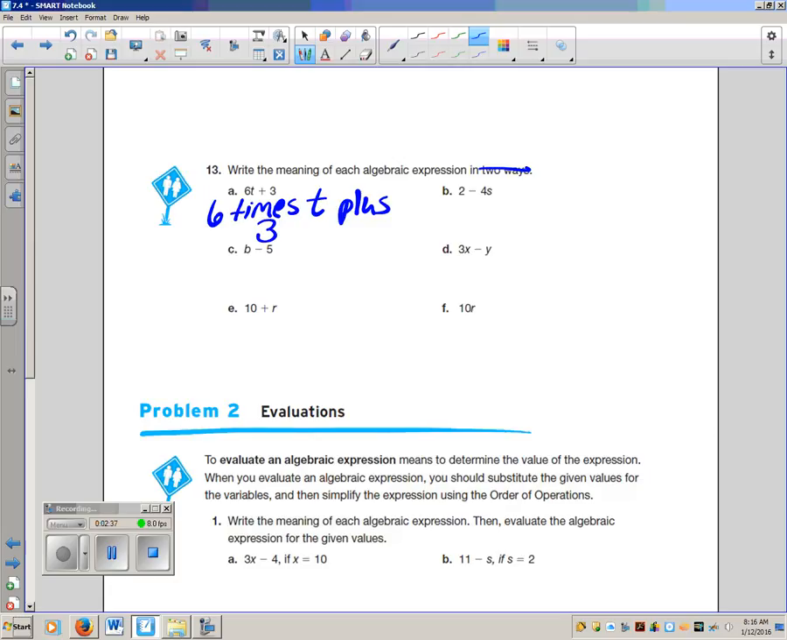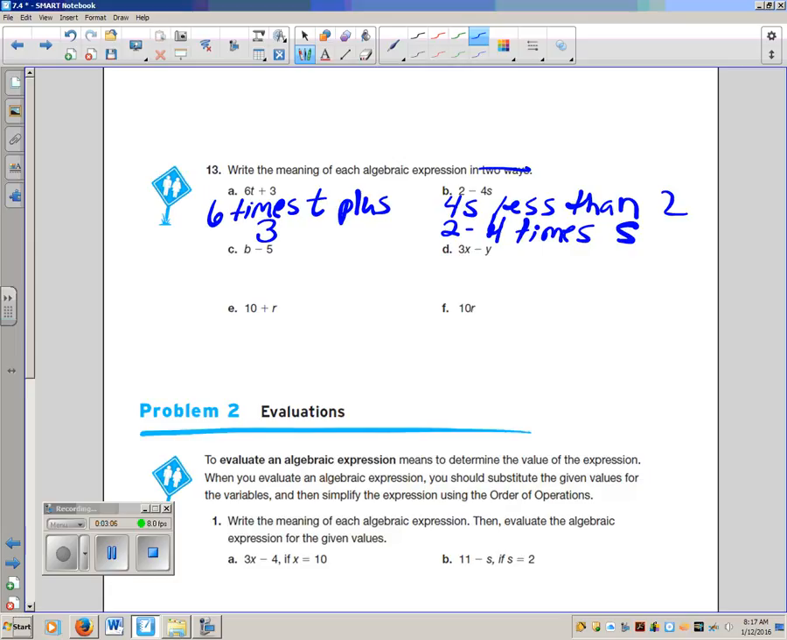B. There's a couple ways you can do this. 4s less than 2. I always think that these are the hardest ones to explain. More straightforward would be 2 minus 4 times s.